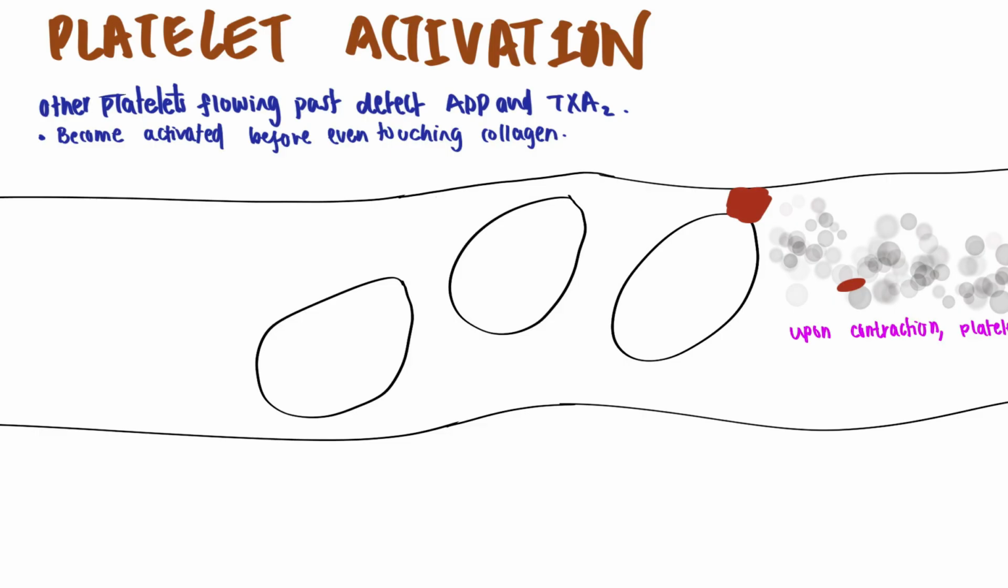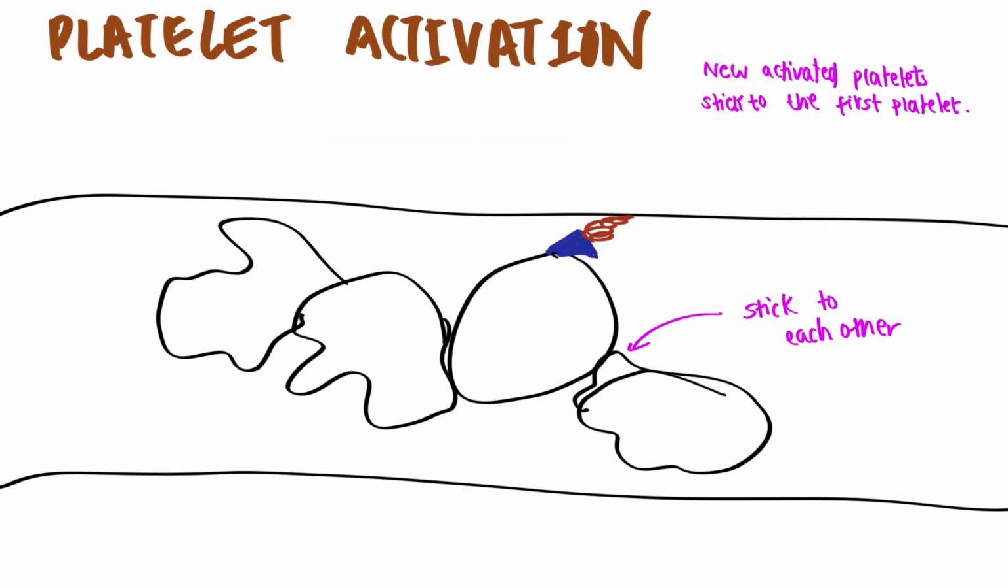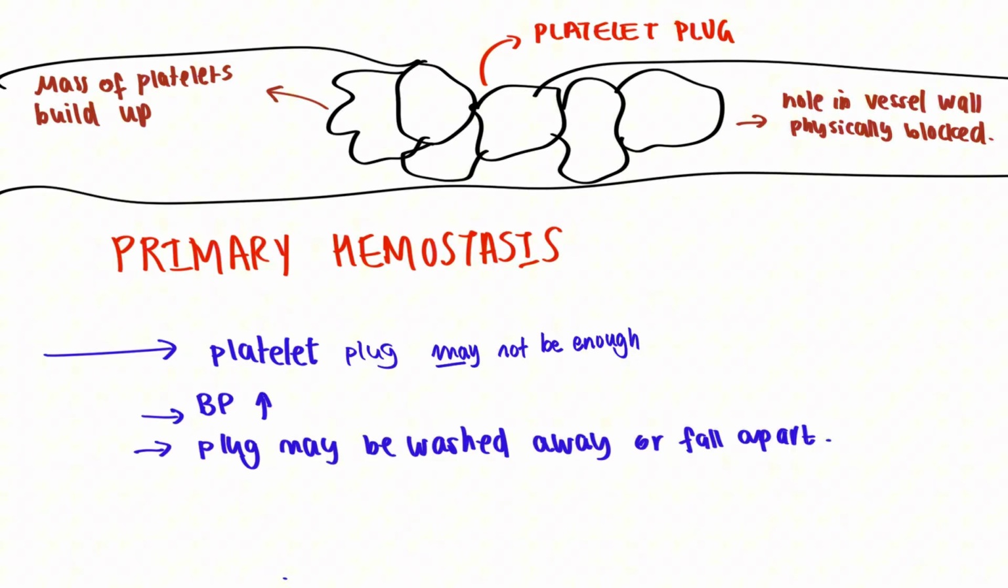Platelets flowing past detect these signals and become activated even before contacting collagen. This creates a positive feedback loop. As more platelets stick together, a platelet plug forms and physically blocks the hole. This process is called primary hemostasis.